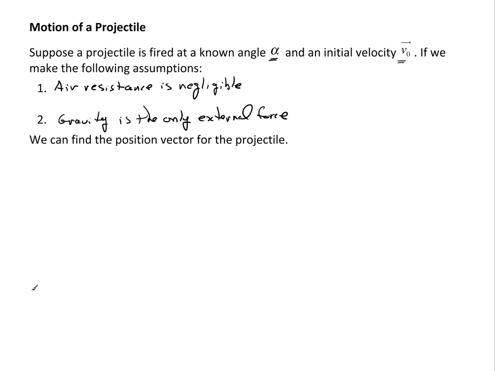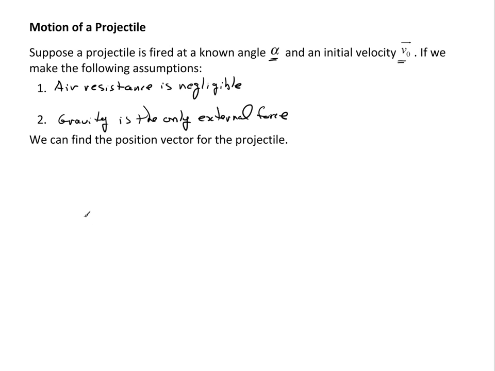Okay, we can find the position vector of the projectile, which is kind of important because if we can find the position vector of the projectile, we can actually, at any time t, tell you exactly where it is. Not only can we tell exactly where it is, but remember, velocity and acceleration are derivatives of the position vector, so we can also quickly figure out acceleration and velocities.